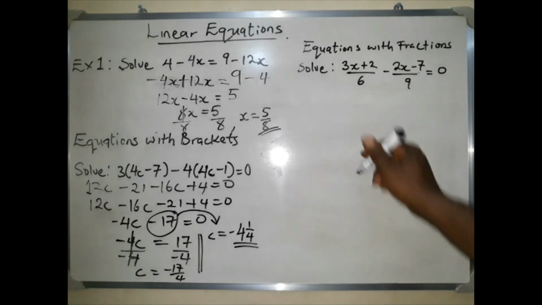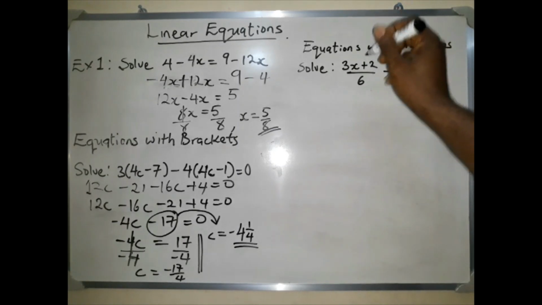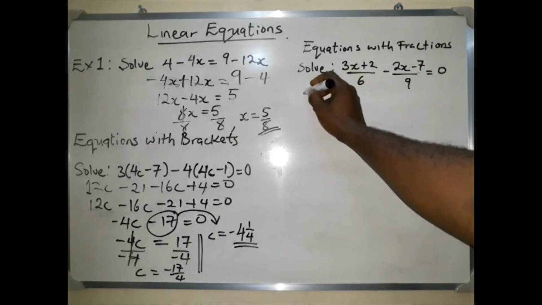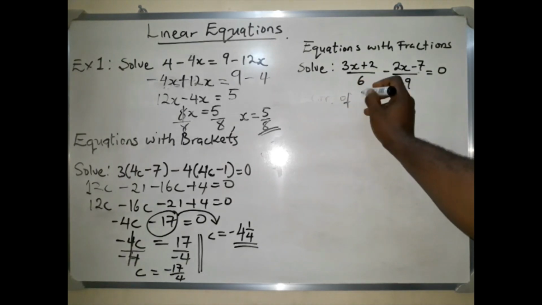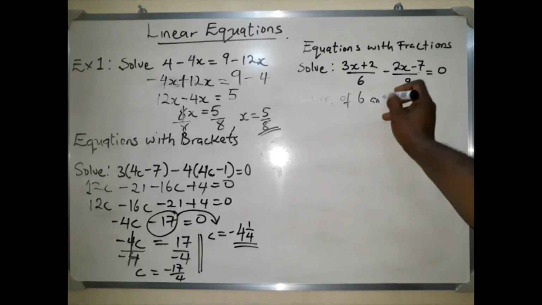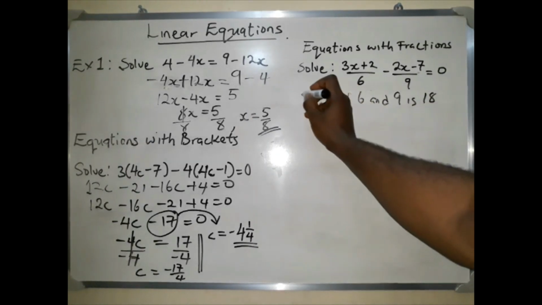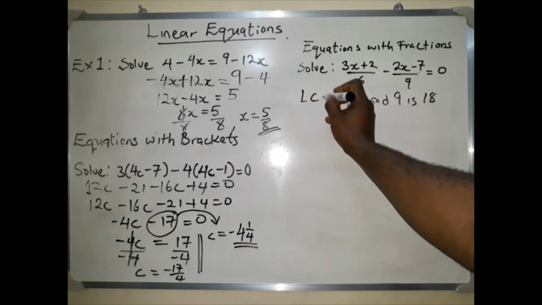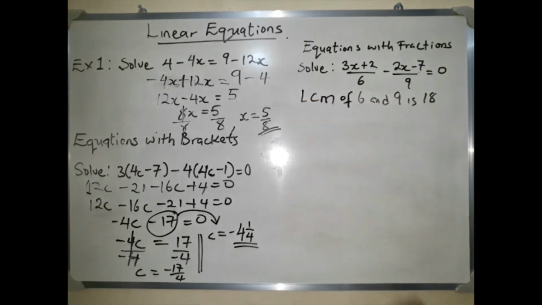Now, the denominators of these fractions are 6 and 9. And of course, the LCM of 6 and 9 will give us 18. In case you do not know how I got this value, I have a video on how to derive the LCM of fractions, so you can go ahead and watch that video. The LCM of 6 and 9 is 18.